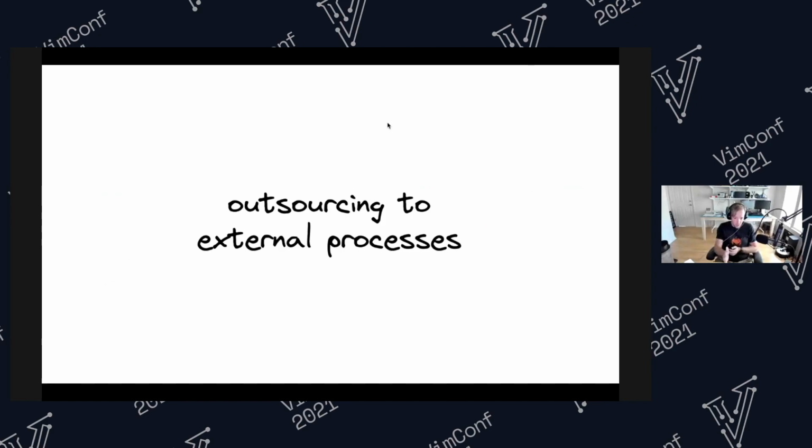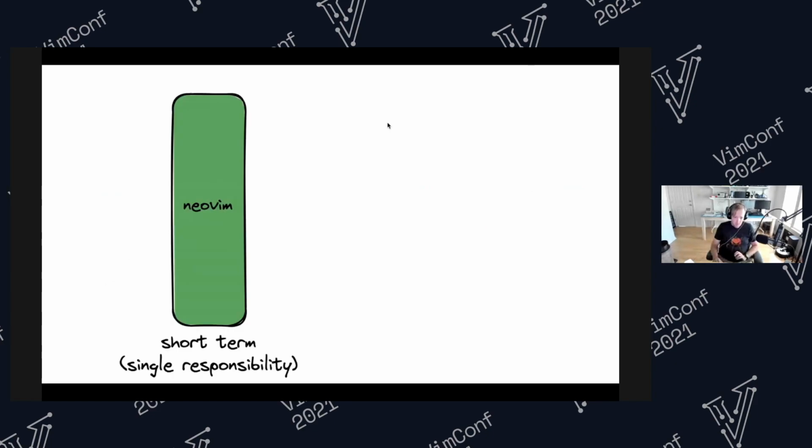Vim is your editor, but if you want to do other things, you want to pipe out to those processes and then get the results back in Vim. So let's take a couple of examples, in two categories. The first one I want to talk about is outsourcing for short-term processes or single responsibility. I like to think of this as if you're calling a function, but you're actually talking to a remote process instead to do something.